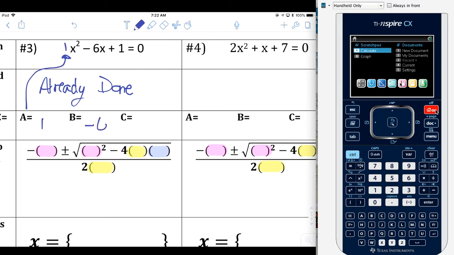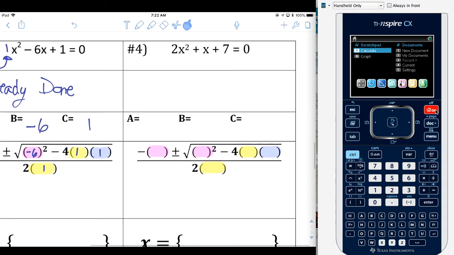My b is the negative 6. He's with the x. My c is 1. So remember that b is the pink. He goes first. That's my negative 6. Very important that you have both negatives right here. My a is a 1, that goes in the yellow, and my c is also a 1, that goes in the blue. Okay. We're going to do one last setup, and then we'll start with the calculator.